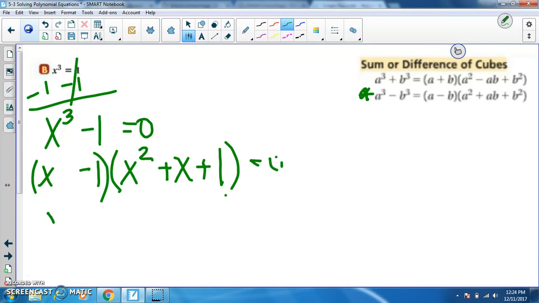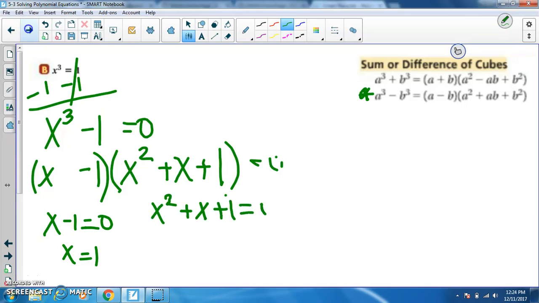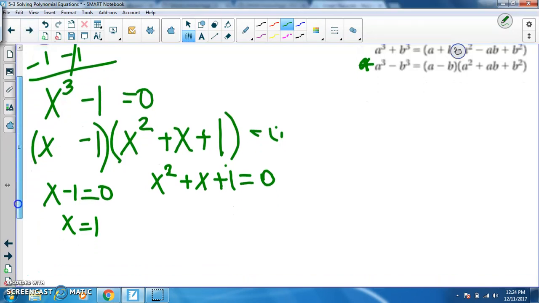equals 0. I set each factor equal to 0. So x equals 1. For the second factor, I do not have two numbers that multiply to 1 and add to 1. Therefore, I need to use the quadratic formula again.